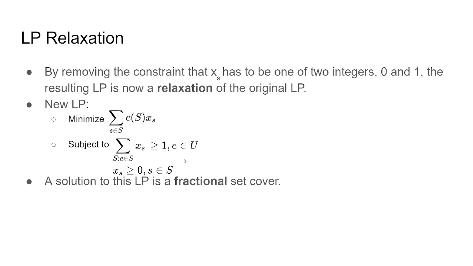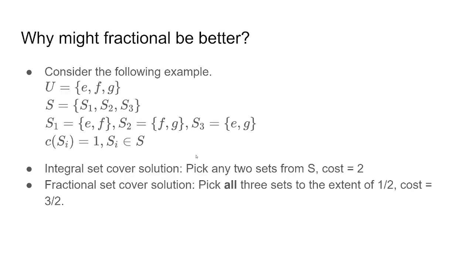I'll show in the next example why this is called fractional and why this might be better. So why might fractional be better? Consider the following example. The universe of all elements is E, F, and G. We have the set big S, which contains EF, FG, and EG. And for simplicity, all subsets have an equal cost of 1.